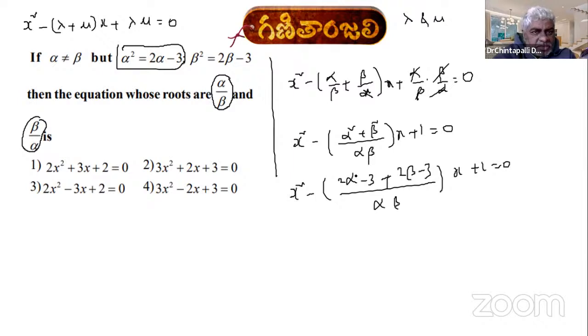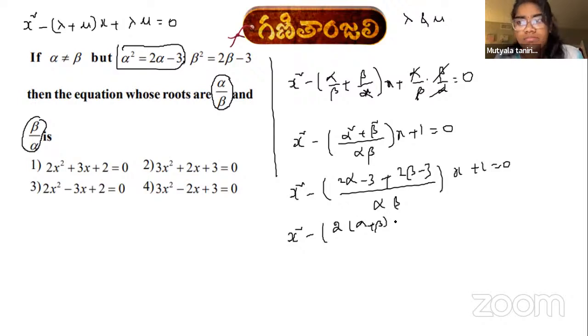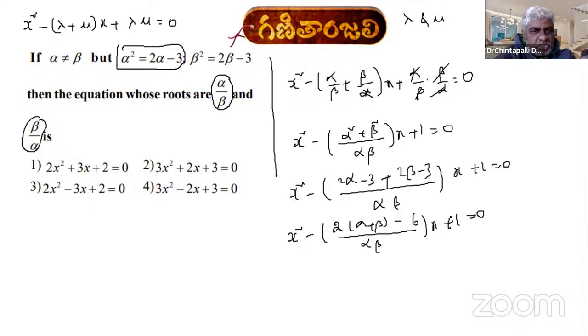I think some point is missed. Numbers are missed. See, 2 alpha, 2 beta. That means 2 times of alpha plus beta, minus 3, minus 3, minus 6, by alpha beta. Alpha beta times x plus 1 equals 0. But there are numbers 2, 3, 3, 2 something are there. And we should know what is alpha plus beta and what is alpha beta. Then the equation whose roots are alpha by beta and alpha beta by alpha.